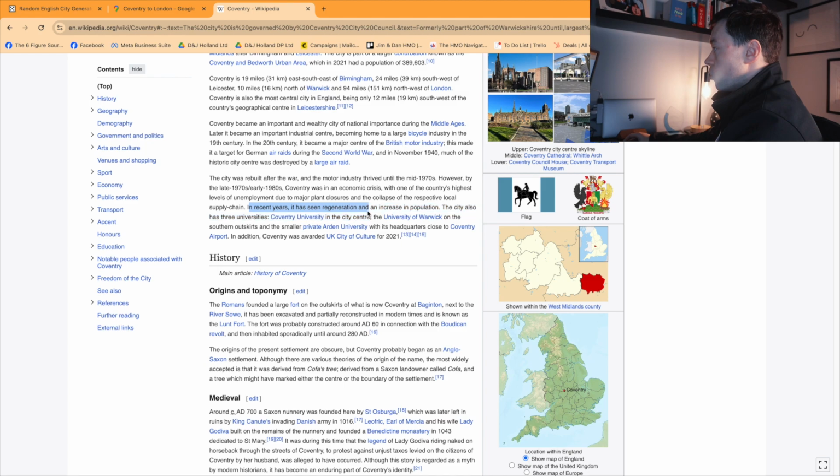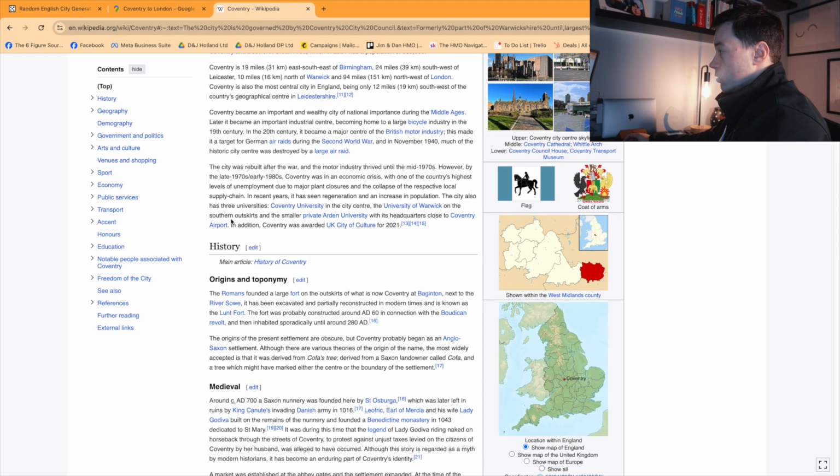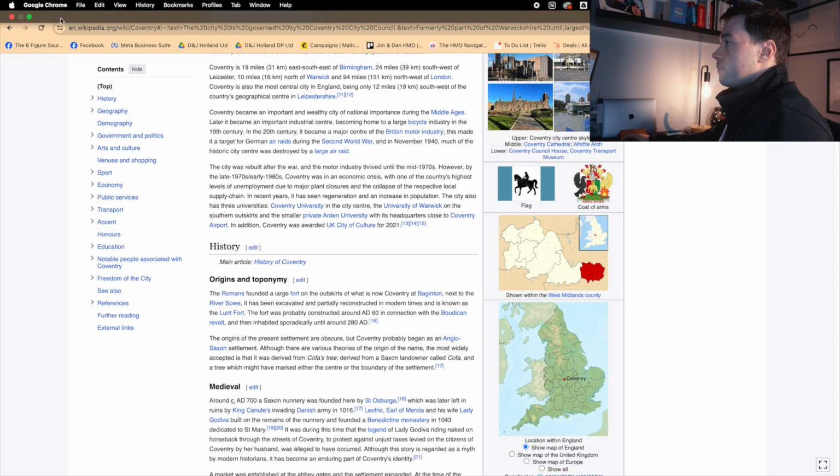In recent years, this is good, it's seen regeneration and an increase in population. The city also has 3 universities. Here we go, okay, this is good information. Coventry University, University of Warwick on the southern outskirts, and the smaller private Arden University with its headquarters close to Coventry Airport. In addition, Coventry was awarded the UK City of Culture 2021. So there's definitely some good stuff off the bat there.